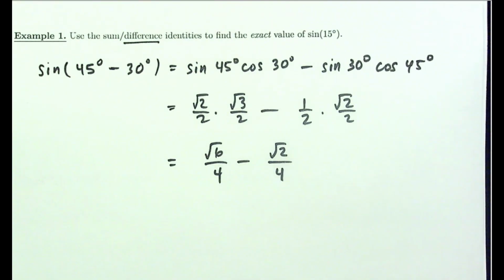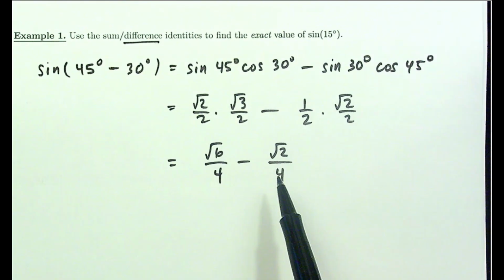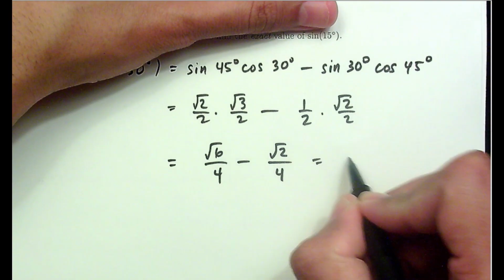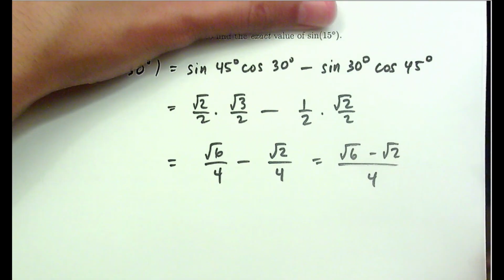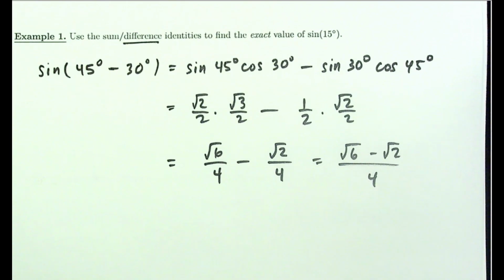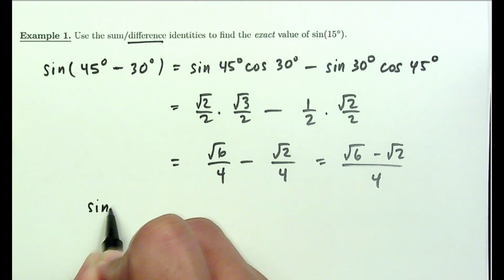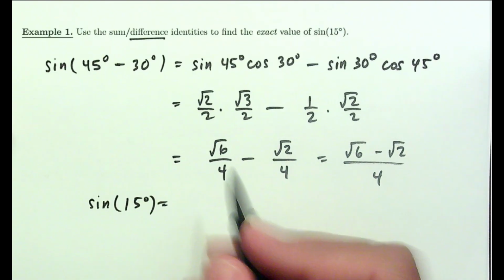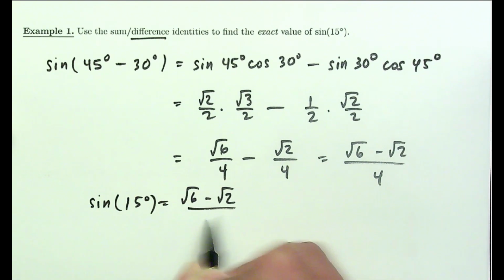And now we have a difference here of two fractions that have the same denominator. So we can just write it down as a single fraction. And that's it. That's simplified. So what that means is that sine of 15 degrees, which is the same as this, of course, equals square root of 6 minus square root of 2 over 4.